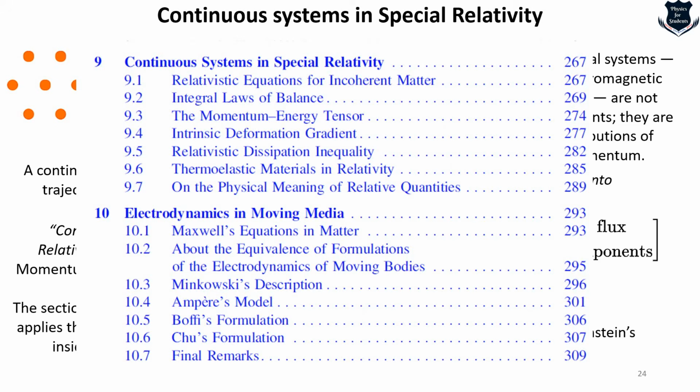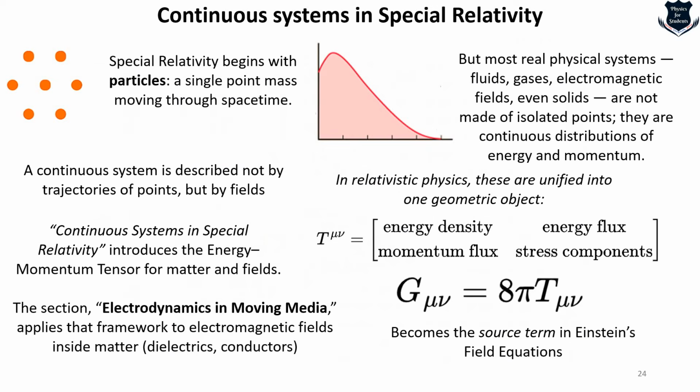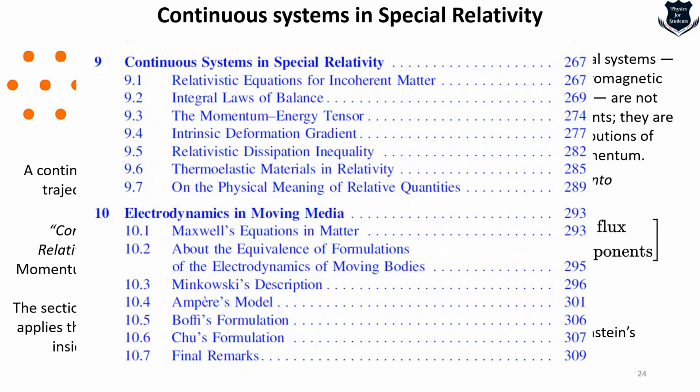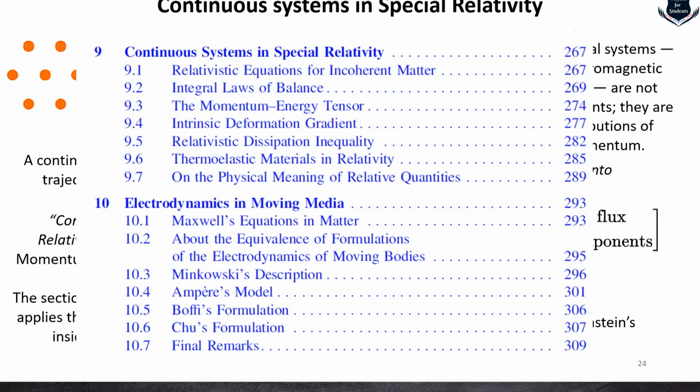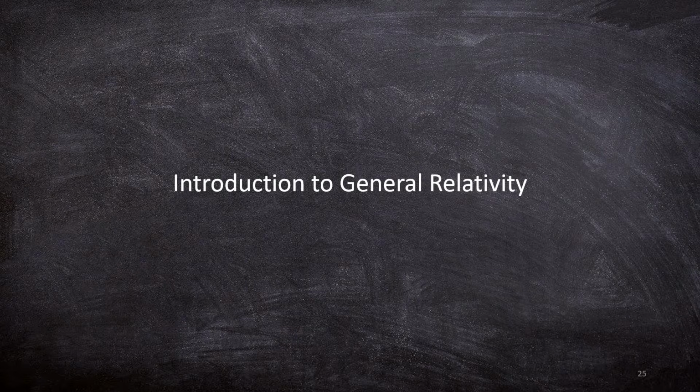So it is actually special relativity, but it moves from point-like particles to what is called a continuous system. That is why continuous systems and electrodynamics in moving media describe everything. From here, once we are done with Newtonian mechanics, differentiable manifolds, tensors, etc., we now move to what is called an introduction to general relativity.